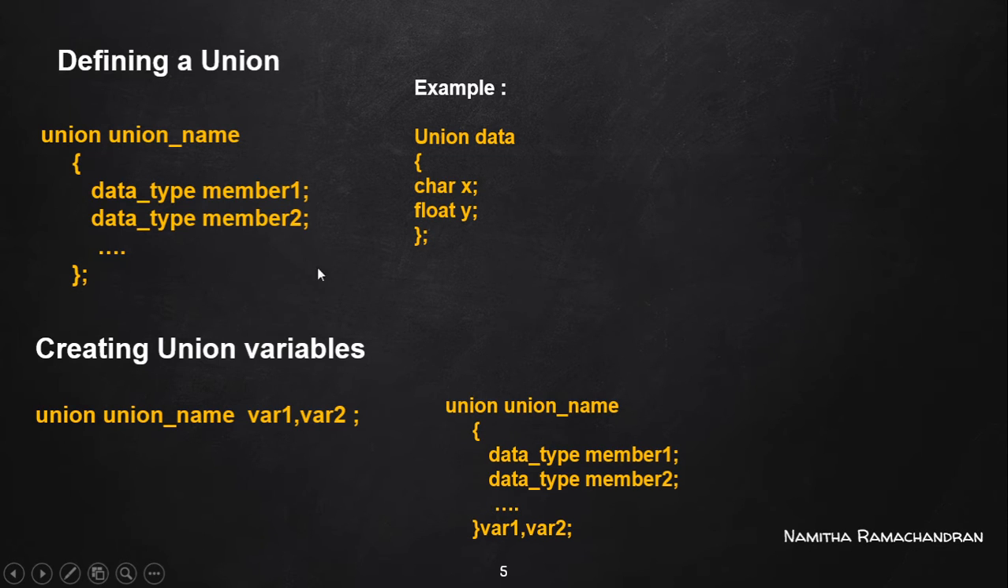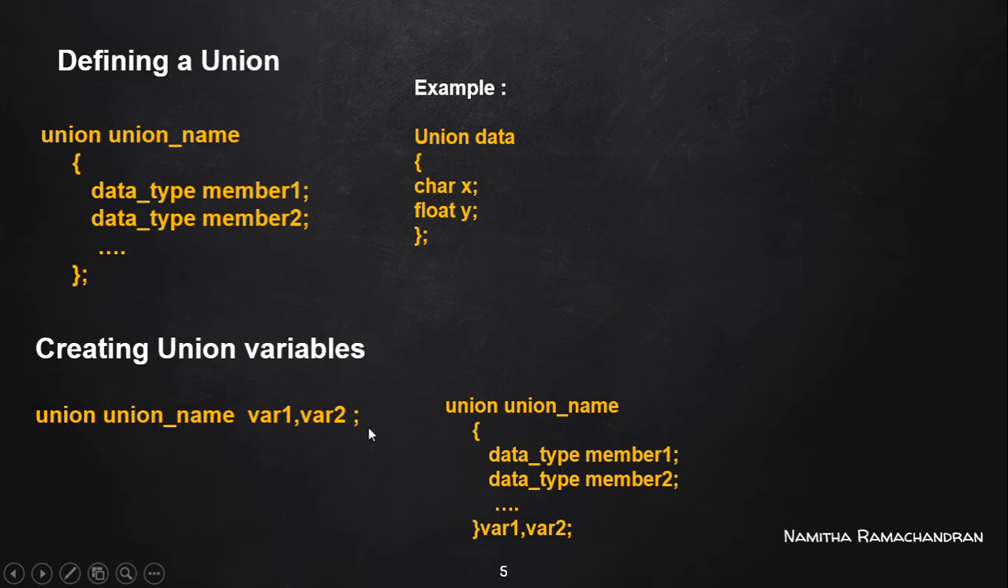Consider one example. Union, the name is data. Inside this we have two members: one is a character variable, another is a floating point type variable. Next is about creating union variables. The same syntax that we used for creating structure variables can be followed here: union name with variable names. If we need more than one variable, we can separate them using a comma.